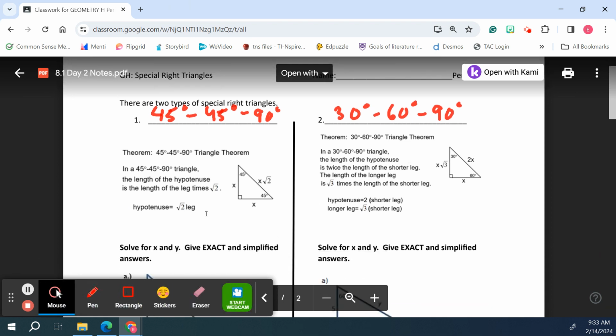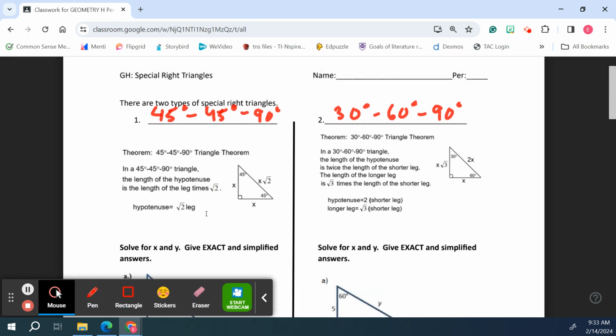So here's the theorem. There is no converse. Someone asked me last hour. There's no converse to this right now. In a 45, 45, 90 degree triangle, the length of the hypotenuse is the length of the leg times the square root of 2.